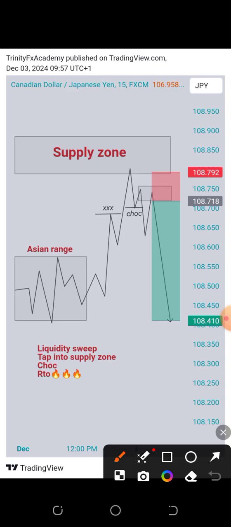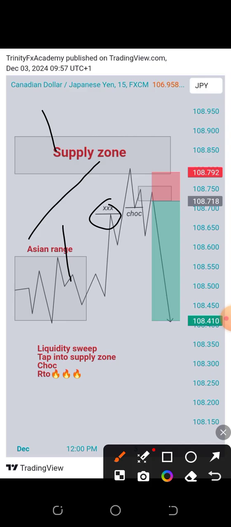So the first thing I would always want to do is ensure that the market was selling on my H4 time frame, and when I saw the market was selling, on my 15 minutes time frame I was watching out for a sell model, which is what you're seeing on your screen. So I want to see price come up from my Asian range, take out liquidity before tapping into a supply zone. Now this supply zone can either be a fair value gap, an order block, or a breaker block.